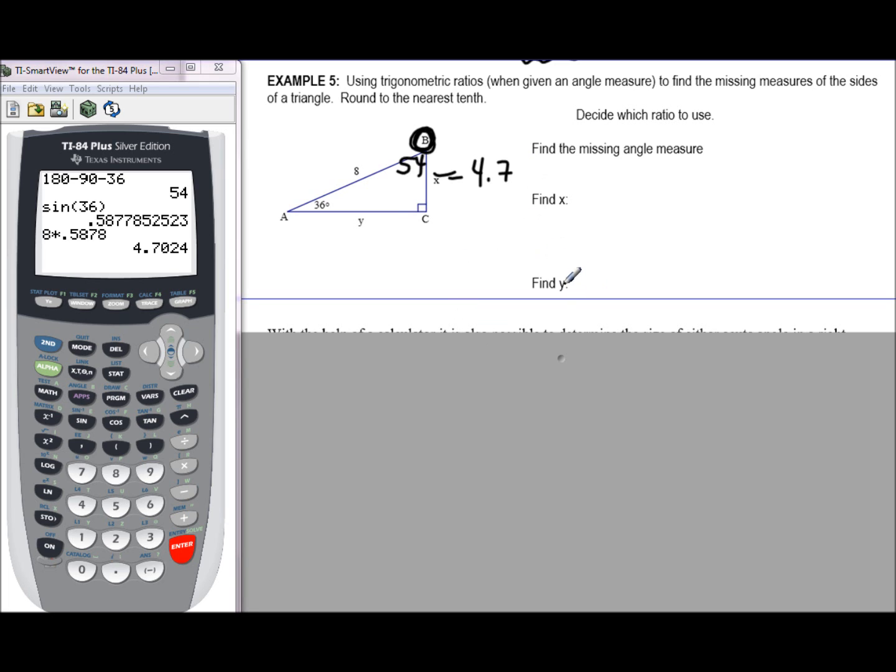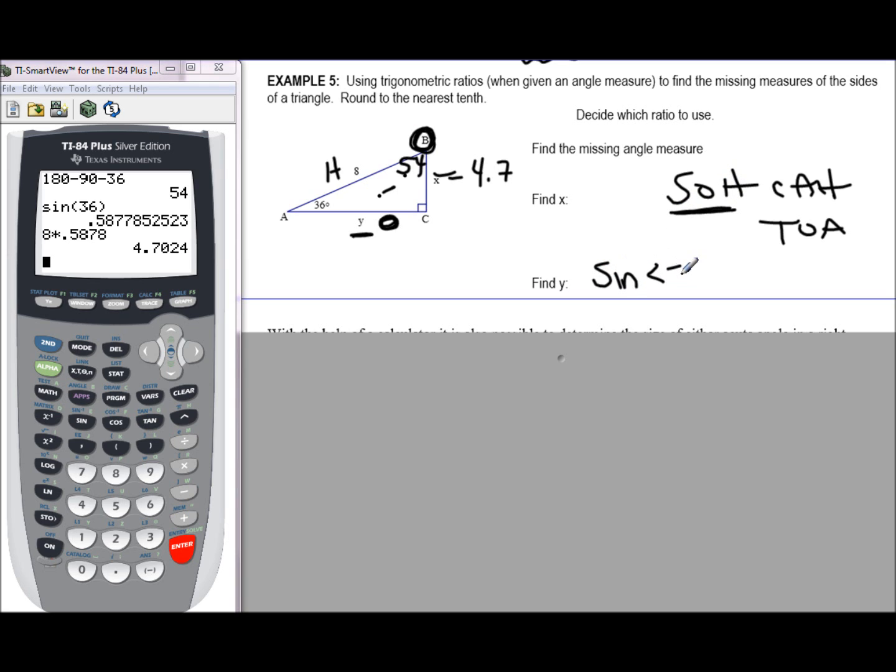Now, if you want to find y, you definitely have to use y in your equation. And y is opposite angle 54. So all I do is label what y is compared to 54. And then I have to label another side that I want to use. I'm going to go ahead and use my hypotenuse again. So once again, which trig function, SOH CAH TOA, which function has the O and the H in it? And that is my sine function.